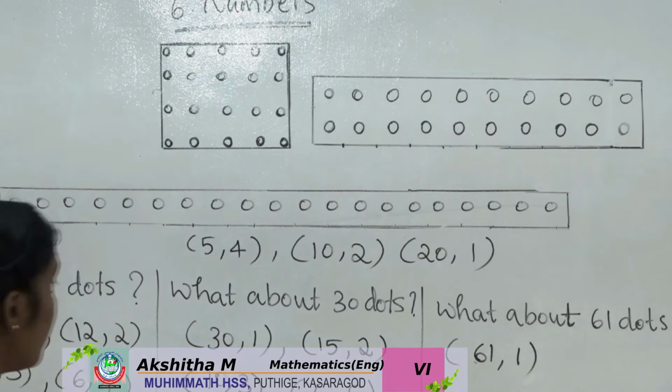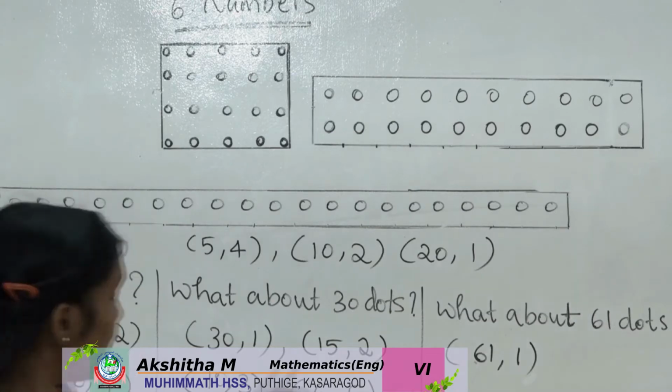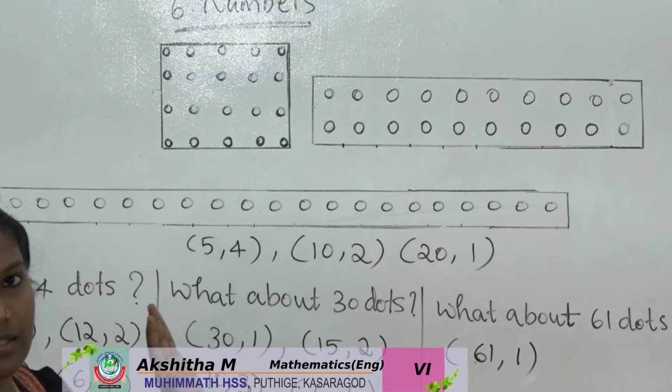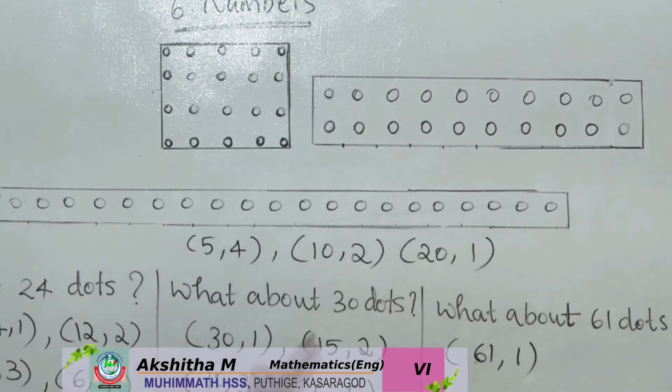You can see here some numbers, right? You can see here some number pairs. So these are the factors of the total number of dots. These numbers are called the factors of the total number of dots. Is it clear?